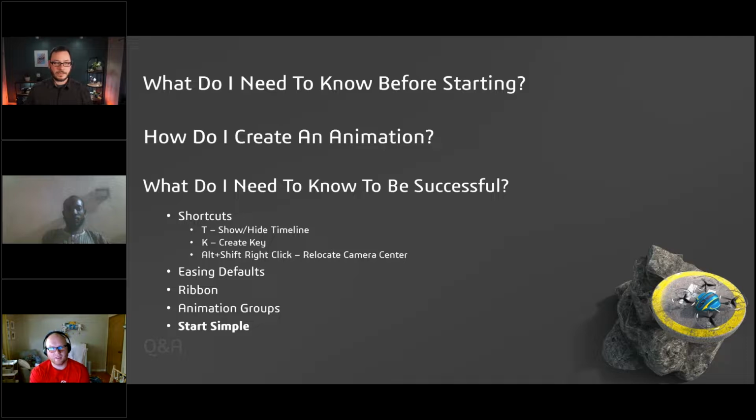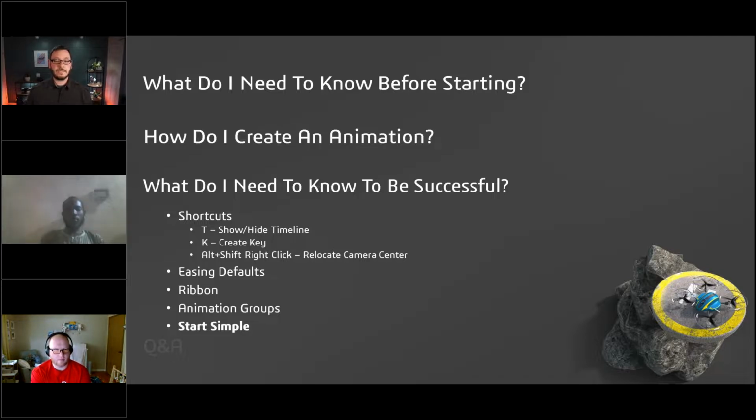And just a couple of things that I had here, and I think I mentioned several of them as we were going through, but good shortcuts to know. T turns your timeline on or off. K key is good for creating those keyframes. Alt Shift right click is a good one for relocating the center of your camera. Easing defaults I didn't mention, but you saw it in action.